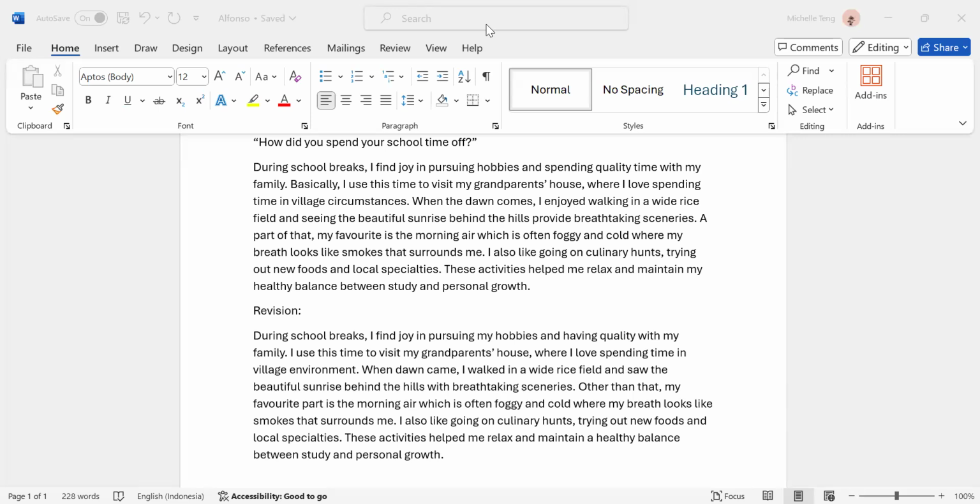Like the previous classes, I'm going to explain it line by line. So during school breaks, I find joy in pursuing hobbies and spending quality time with my family. In terms of grammar, this is already correct, which is the one I use in the revision. Why should we add a comma right here? Because "during school breaks" is a dependent clause, and if a dependent clause is combined with an independent clause, dependent plus independent, you should add a comma to it.